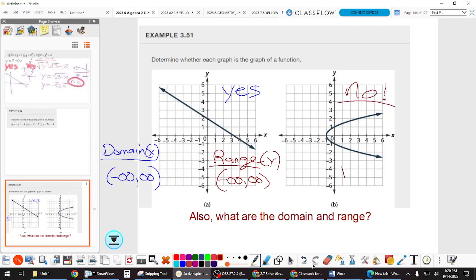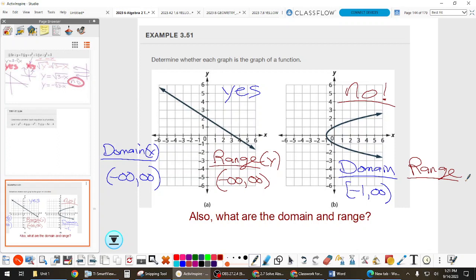But what about its domain? Right, so we're scanning left to right horizontally. We're scanning x values. We first hit one where? Negative 1. Is that a bracket or parenthesis on that? Bracket, because it can be negative 1. There is a point right there, so it is actually at negative 1. And then where does it go from there? Infinite, right? It will never stop going to the right. So parentheses on infinities.